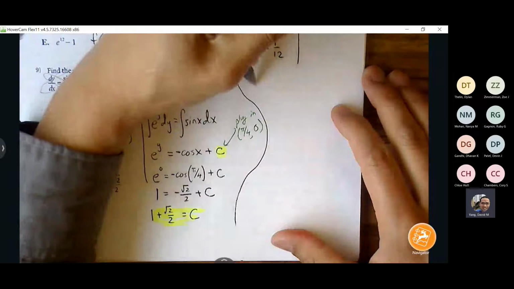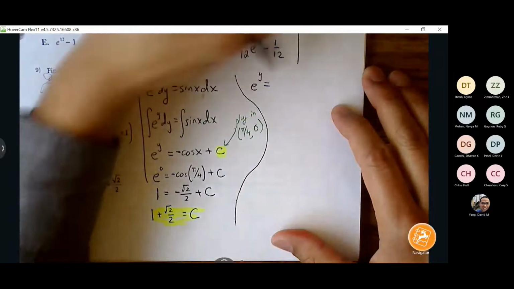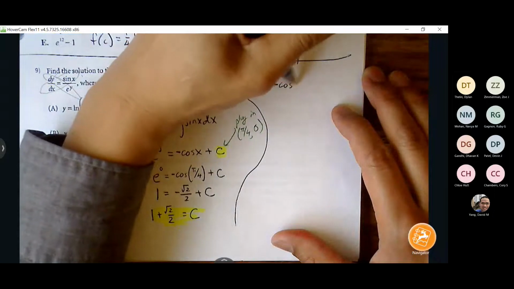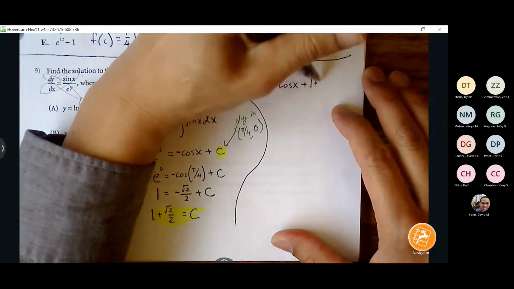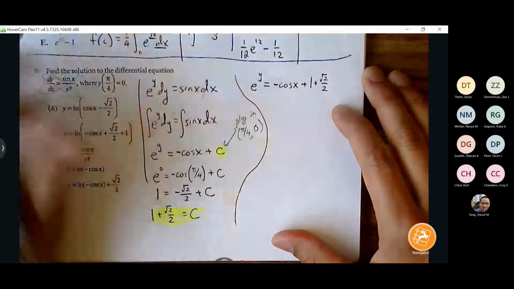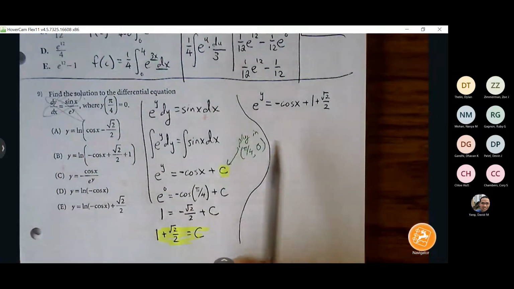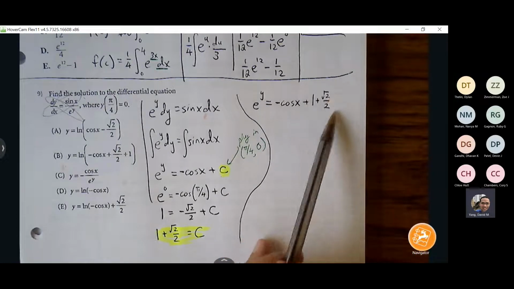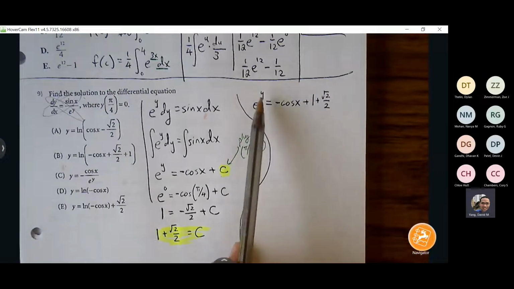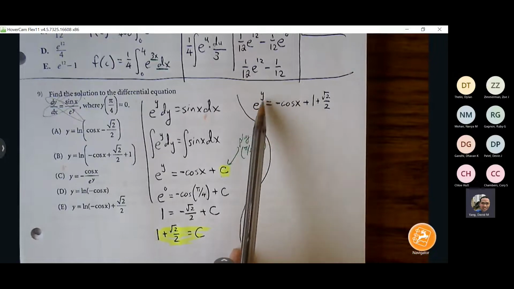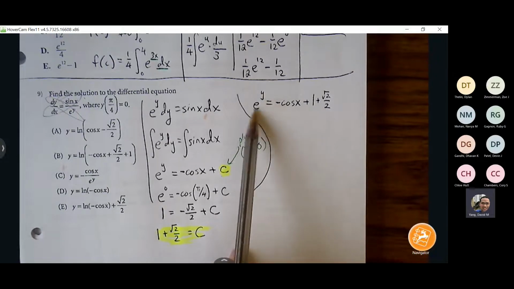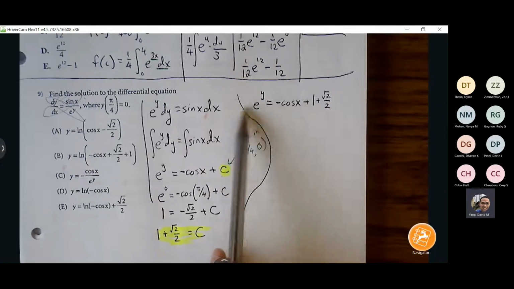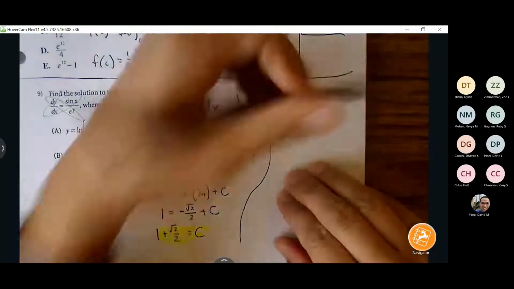And let's see what we have. Okay, so we brought everything up to the function level. We got our C resolved. The only thing left is how can I get y by itself? Okay, so we know that we can undo the exponential function e by involving its inverse. So why don't we take the natural log of both sides?